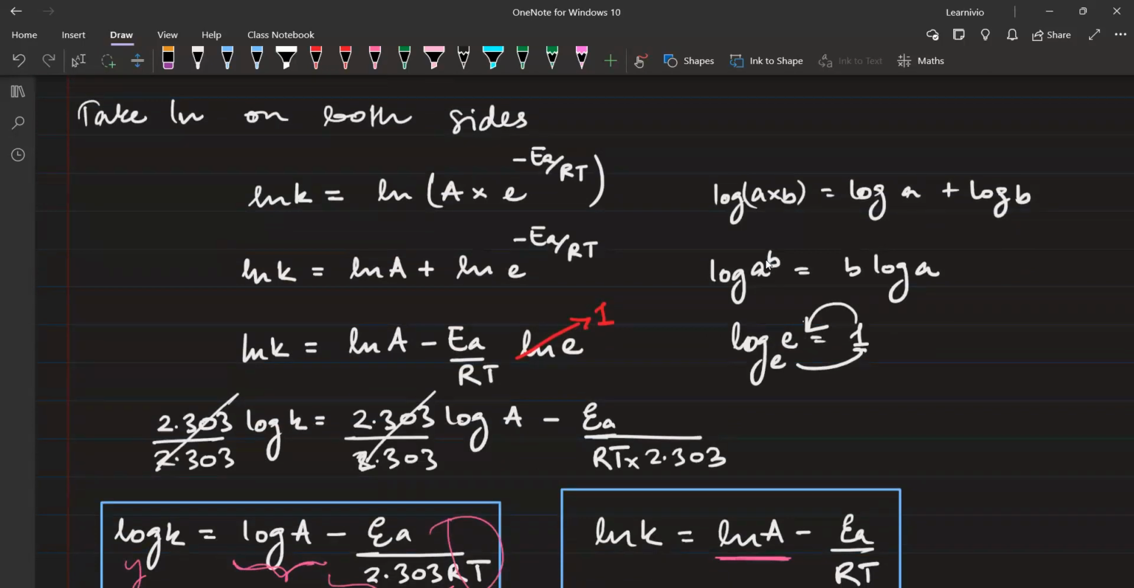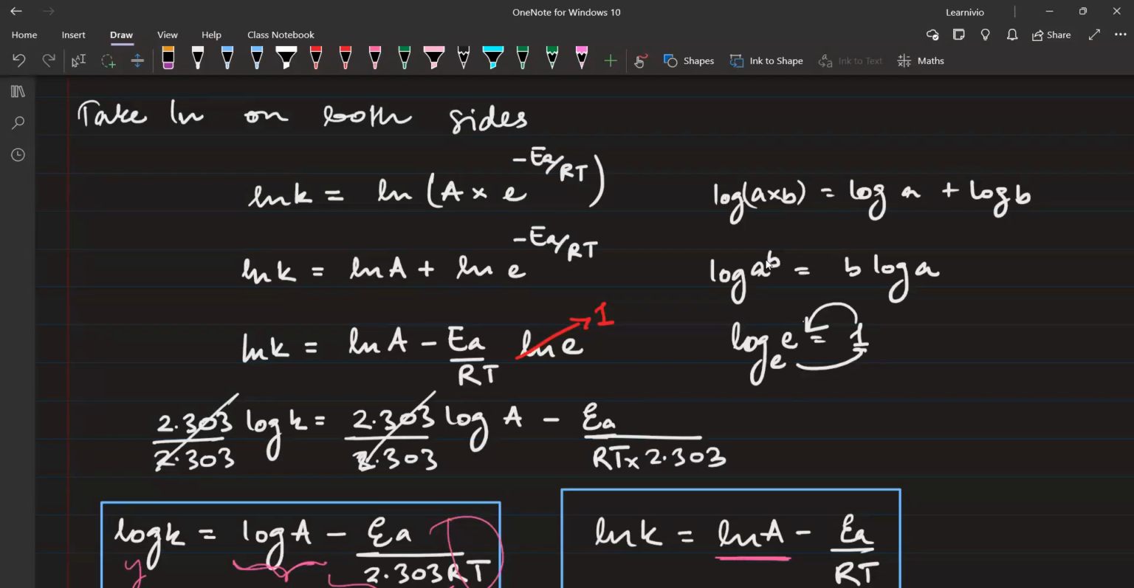Now, when I take ln, I can use the rule of logs that log(A×B) is equal to log A plus log B. That is why ln of A times e to the power minus E upon RT will be equal to ln A plus ln e to the power minus E upon RT. Then the minus E upon RT will come down and we will get ln K is equal to ln A minus E upon RT ln e.